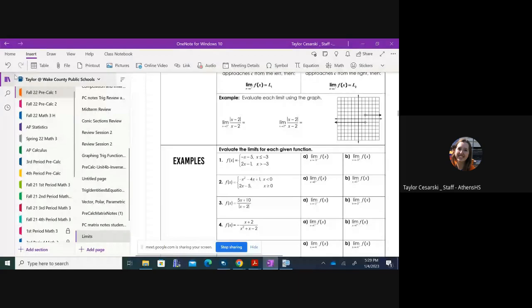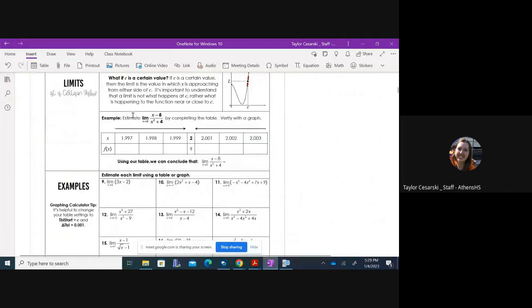Hi guys, so today we're going to start limits, so make sure that you have your limits notes out. We're going to start with a review. We talked a little bit about limits when we discussed polynomials and end behavior.